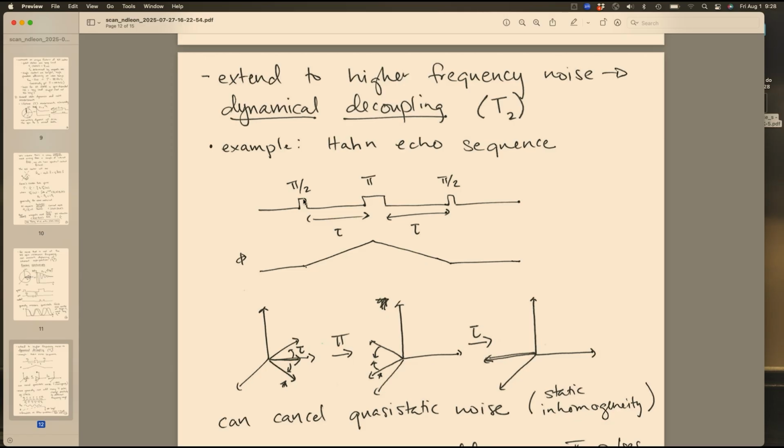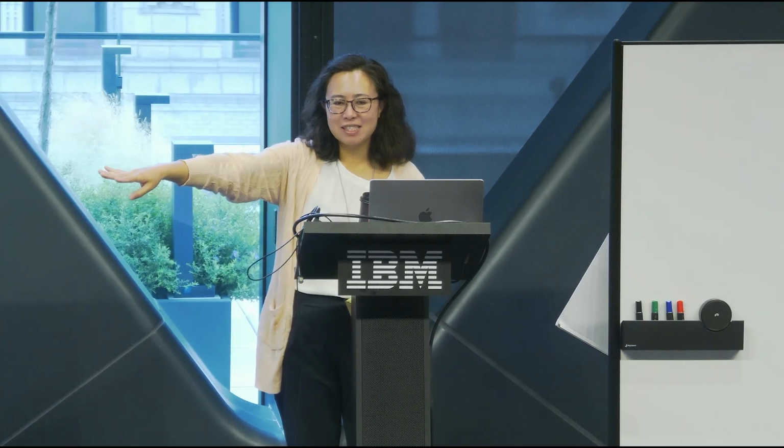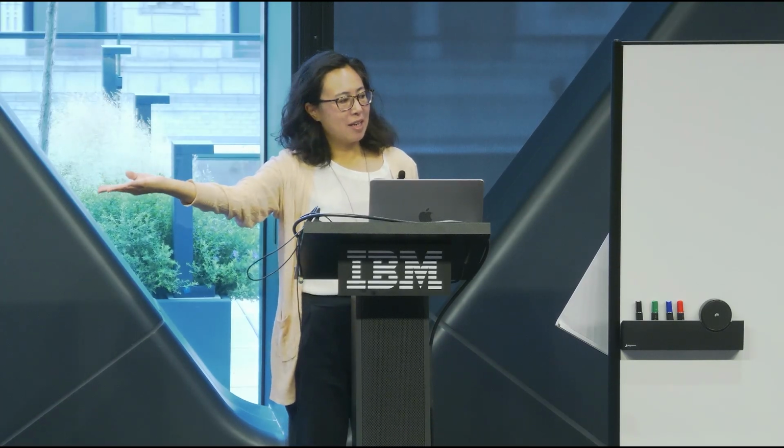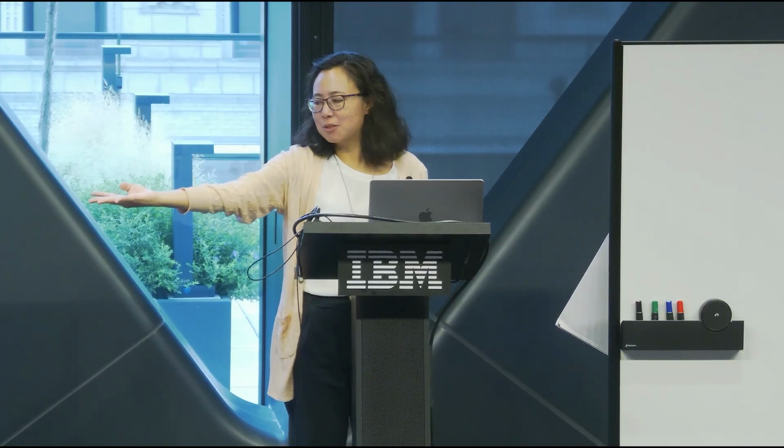Actually, it's easier to do. I always do the wrong axis, and then I'm doing a crazy dance in front of everyone, but I can just do this axis. So I let it accumulate phase, and then I just flip around that axis with a pi pulse. Yoshi is laughing because she's seen me make that mistake in person before.